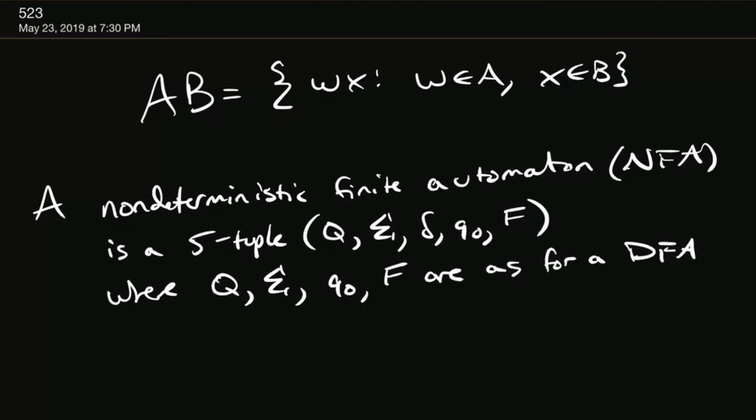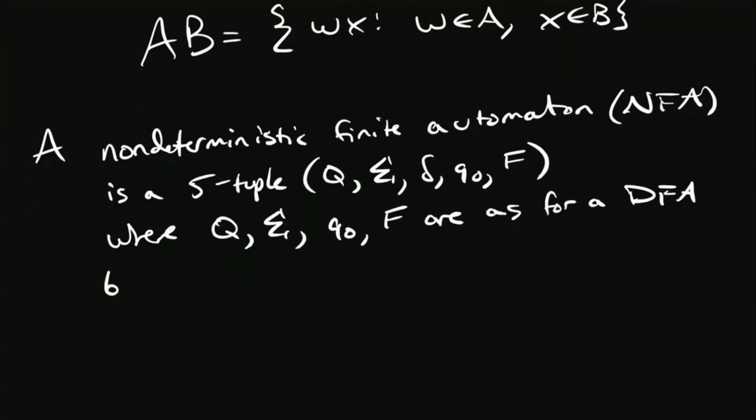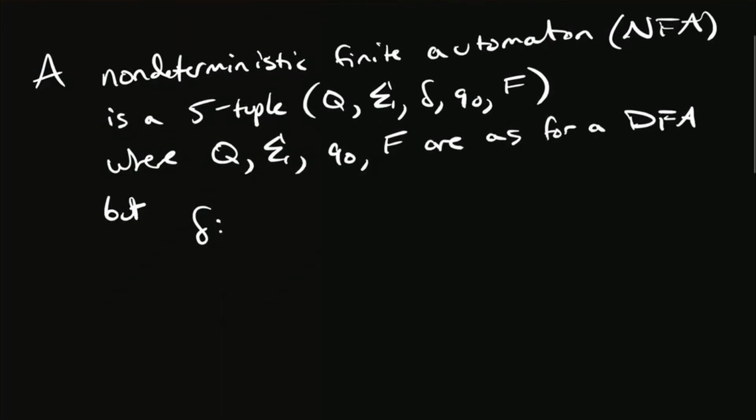So these 4 pieces are identical. So finite set of states, input alphabet, start state, final states. Same as before. But we have that the transition function does something else. So let's actually look at an example of what these NFAs might look like. Well, we need to allow for multiple transitions on the same symbol out of the same state. So we got to handle that possibility.